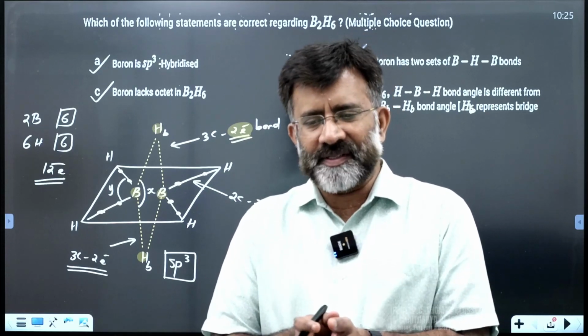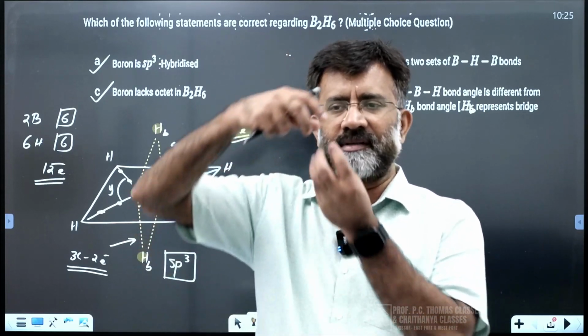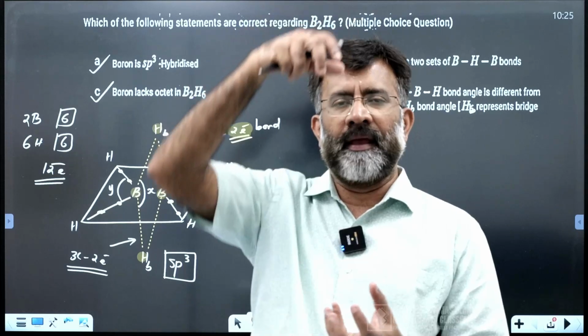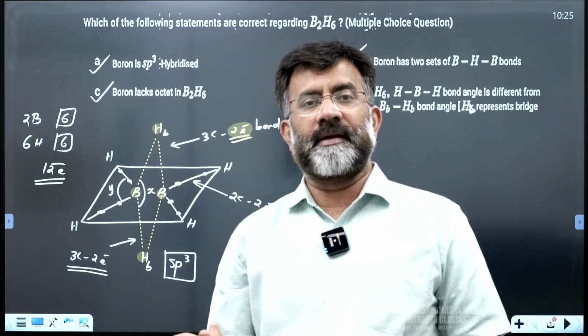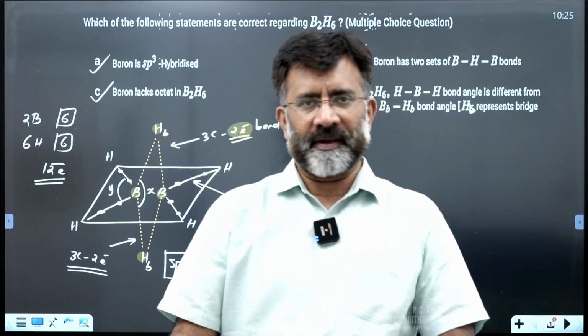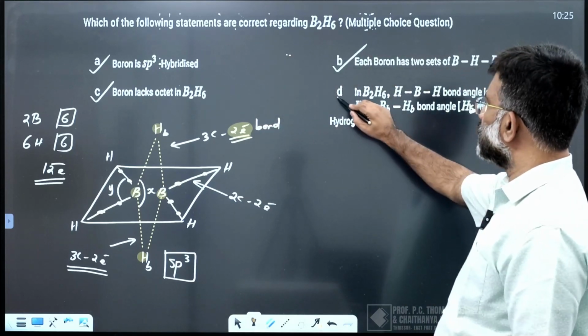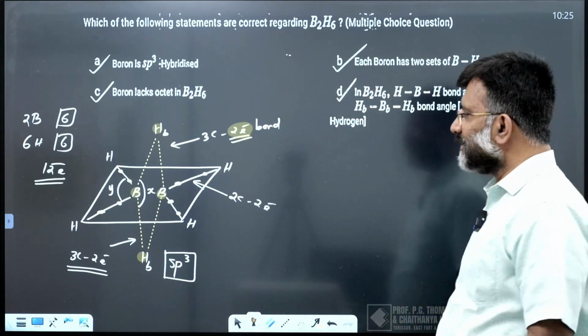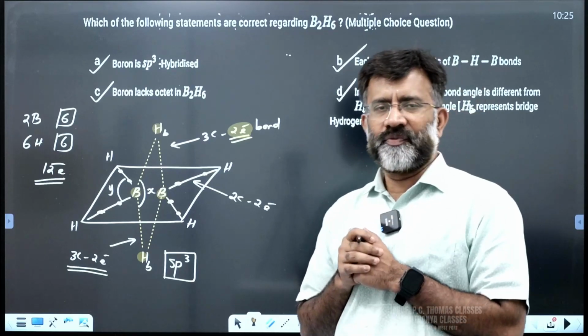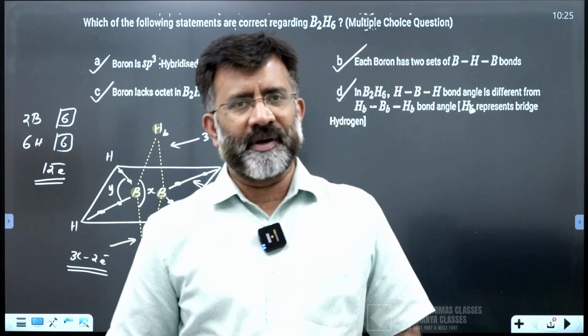And that is influenced by the bond length also, because the bridging bond will be more elongated, and when the bond length is greater, bond angle will decrease, right? That is also a true statement. That is regarding the structural features of diborane, right?